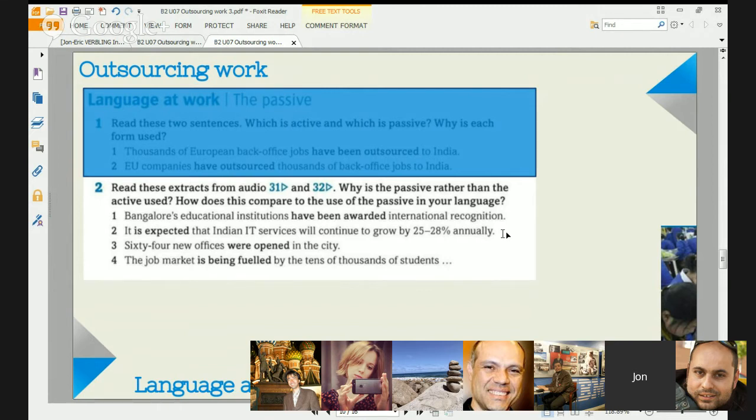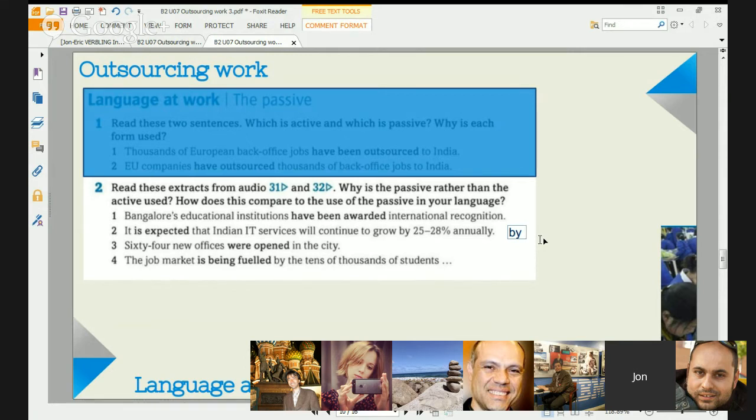Do we know who is expected at Indian IT services? Who expects? Who is reading and discussing this report? It is expected. We don't know, by whom? We don't know. Okay, but who would you guess?